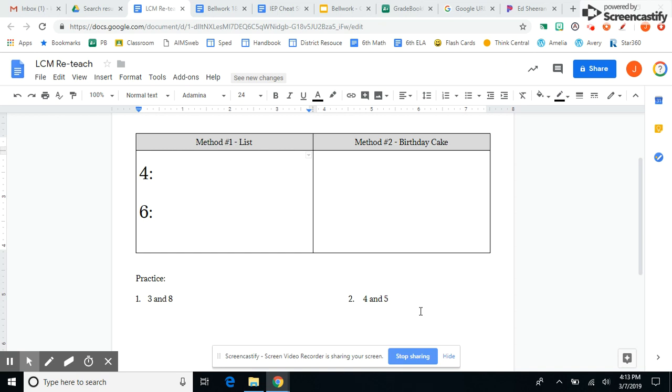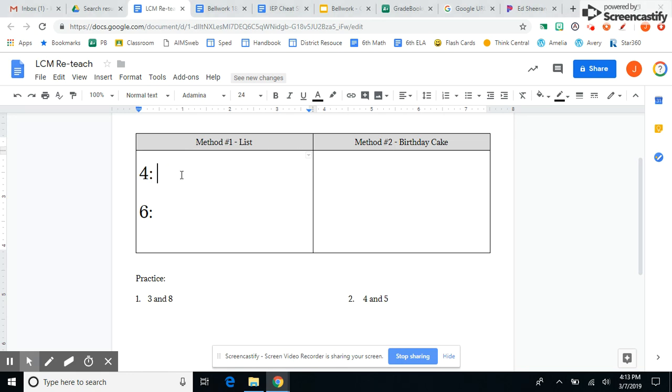All right, today we're going to do a little reteach on how to find the least common multiple, or the LCM. So let's look at this first method. We actually taught you two different methods of how to find least common multiple. The first one is making a list. The second method is a birthday cake.